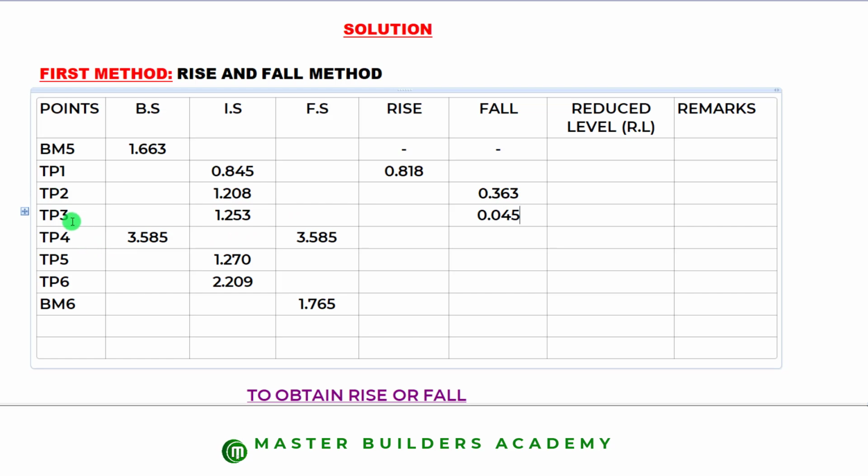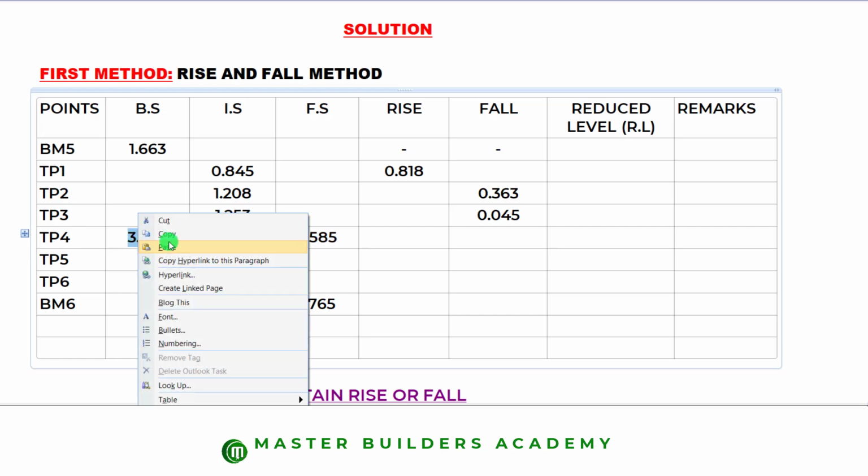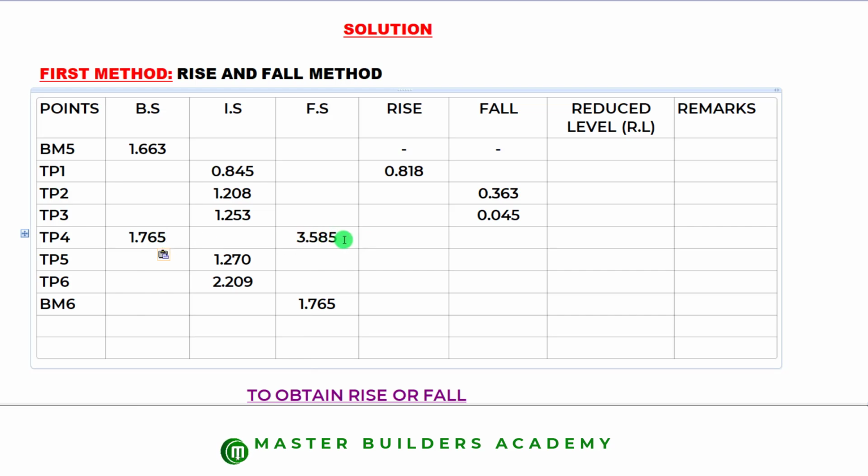Then again, we are now at TP4. At TP4, we move from TP3 to TP4, so our previous value now is intersight 1.253. Are you there? But the current value now is what? 3.585. Now, there is a big question here. So this is the backsight. All right. So at this particular point, we are between TP3 and TP4. TP3 is the old one, and TP4 is the current one. So in order for us to find the rise or fall at TP4, our previous value is 1.253, but the current value is either 1.765 or 3.585. Which one should we use?